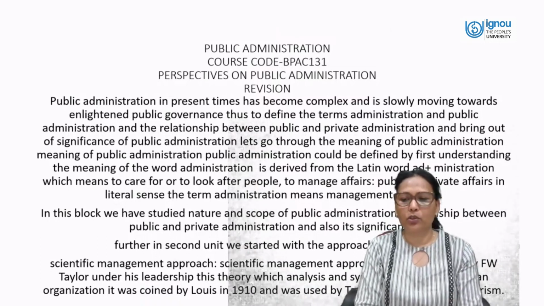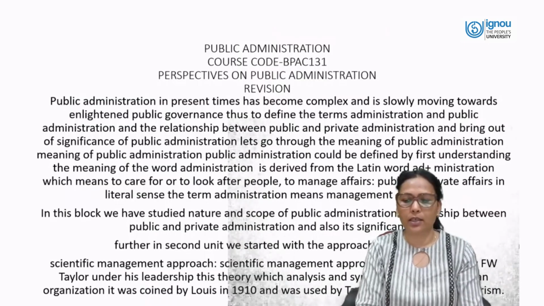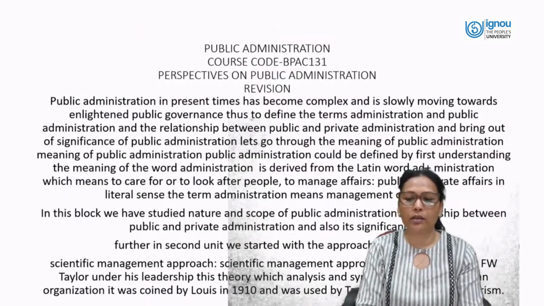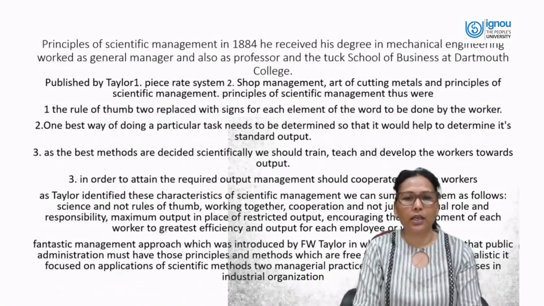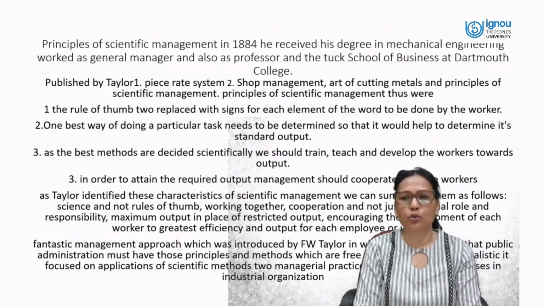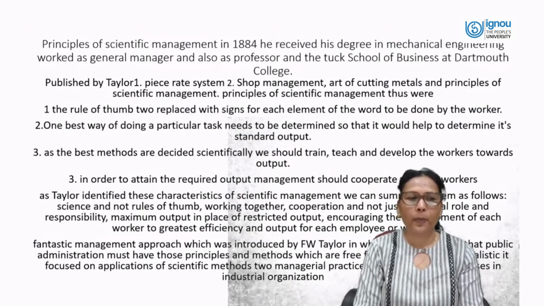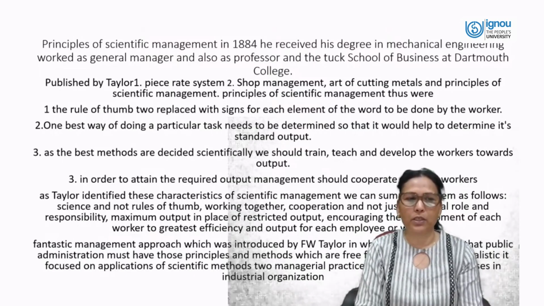The scientific management approach was introduced by F.W. Taylor. Under his leadership, his theory analyzes and synthesizes workflows in an organization. It was coined by Lewis in 1910 and was used by Taylor later, known as Taylorism. In 1884, he received his degree in mechanical engineering, worked as general manager and also as professor at the Tuck School of Business of Dartmouth College. The works published by Taylor were The Piece Rate System, Shop Management, Art of Cutting Metals and Principles of Scientific Management.